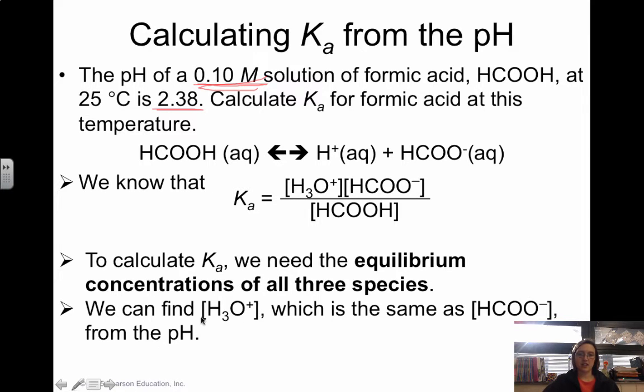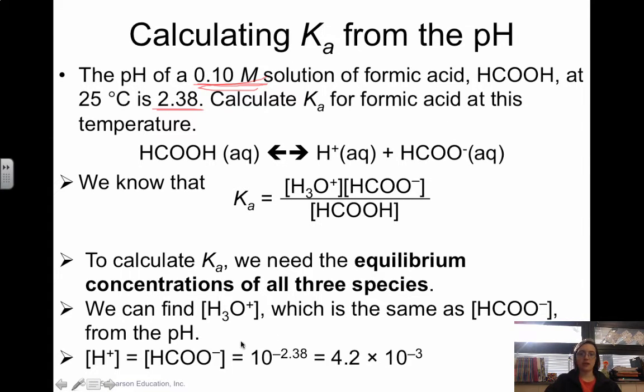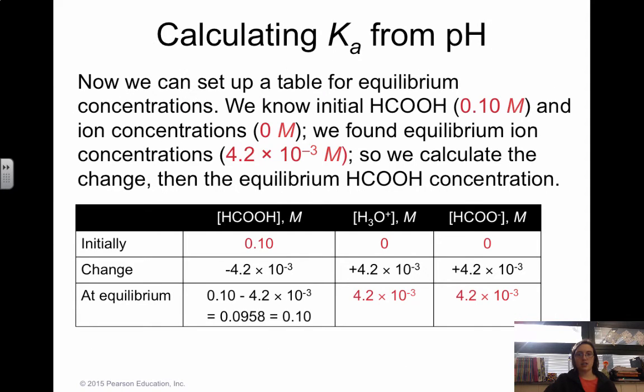So we can find the concentration of H+. Because it's a 1-to-1 ratio of H+ to formate, those two concentrations at equilibrium are going to be the same. So if we find the concentration of H+, we take 10 to the negative pH, we get 4.2 times 10 to the negative third. That's the concentration of H+, which equals the concentration of the formate ion.